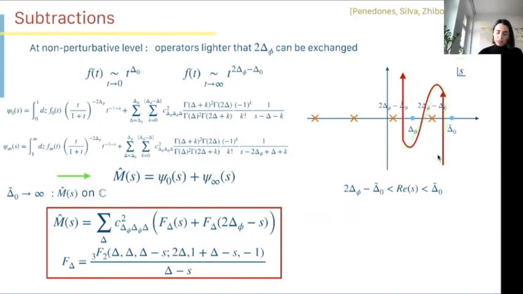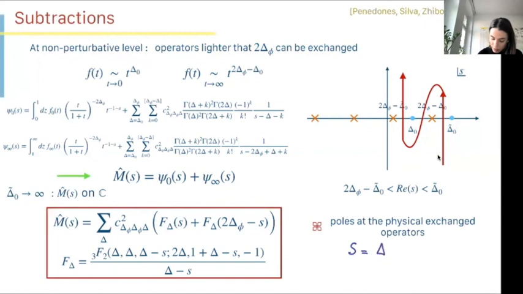What is nice about the extension that we did of this Mellin is that it is represented in terms of these blocks, which we can call Mellin blocks. And they are really nice because they are a hypergeometric function divided by this delta minus s, which indicates precisely the position of the poles at the physical exchanged operators, which are s equal delta plus k. And so with this representation, we can clearly see where the position of the poles are, and we can easily compute the residues. And so we can easily extract CFT data by looking at this representation of the Mellin.